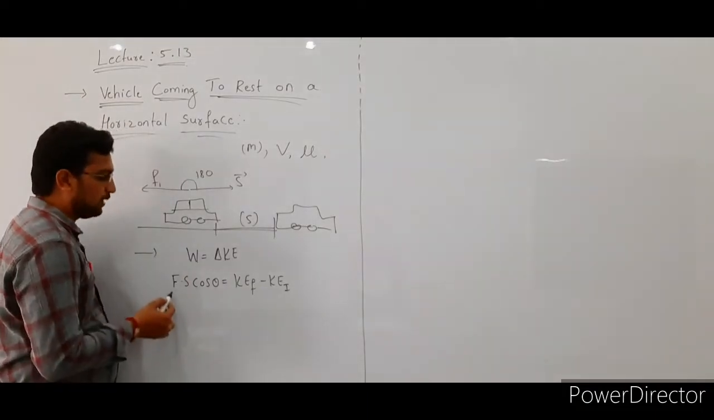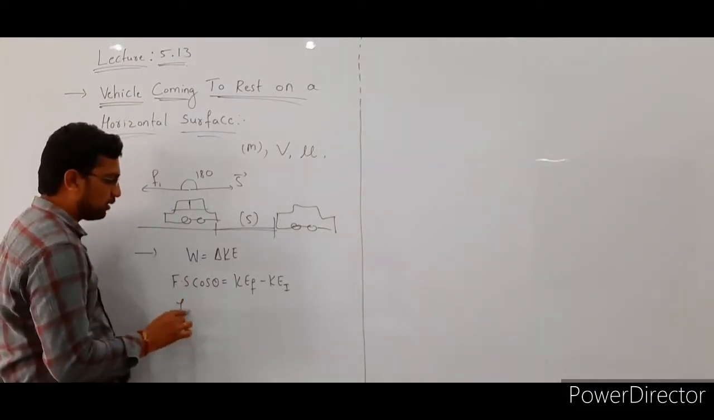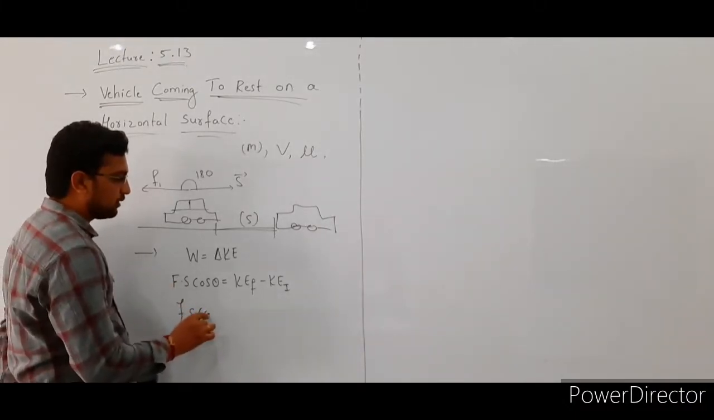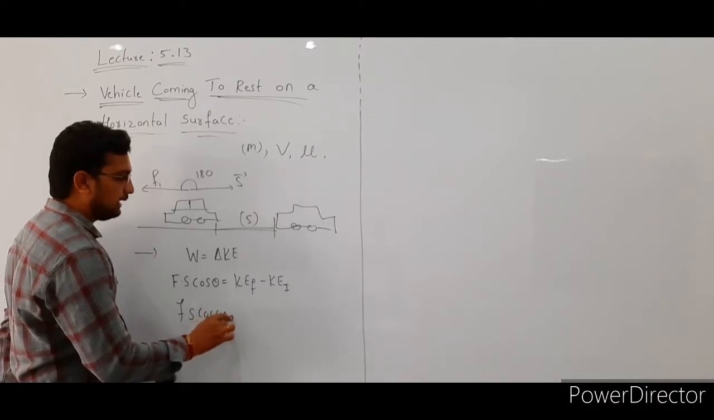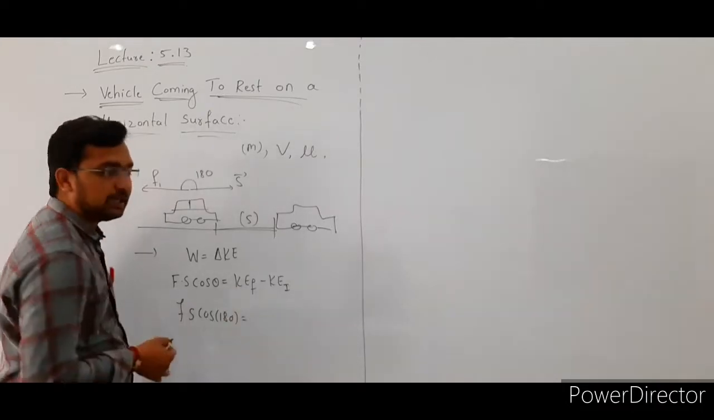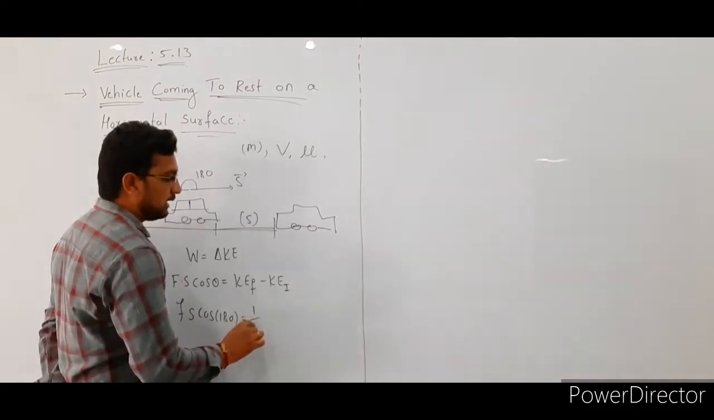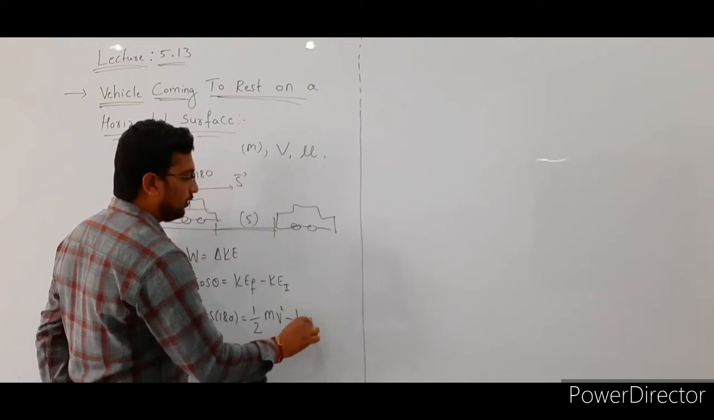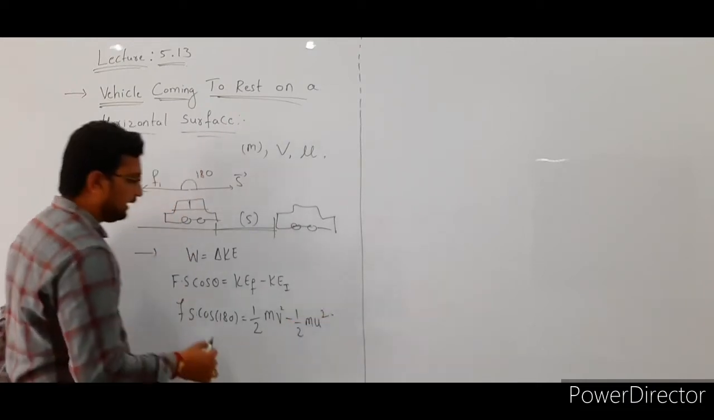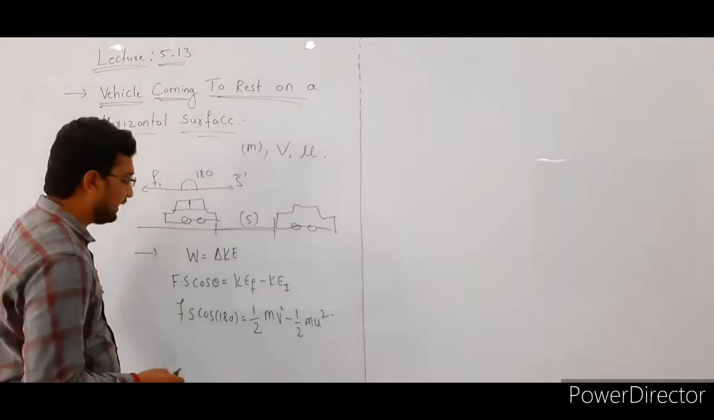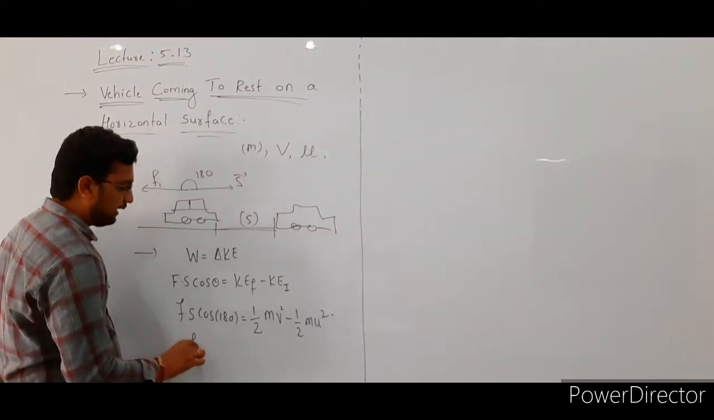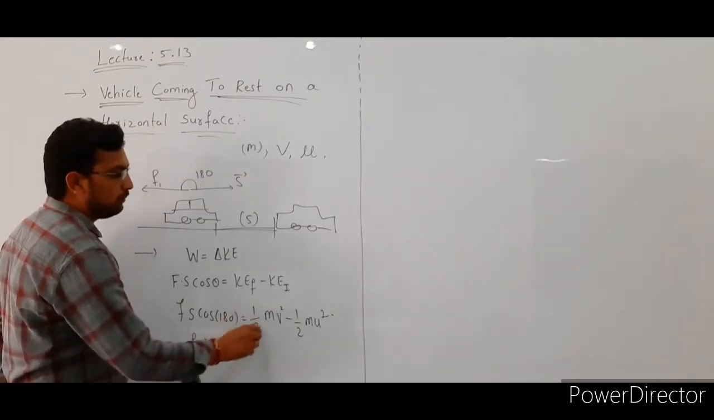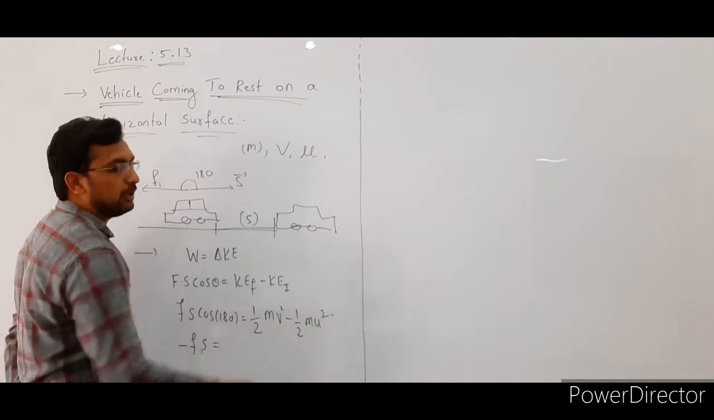Substituting, the force is the friction force, denoted by small f, into displacement S, into cos theta, where theta is 180 degrees, equal to final kinetic energy minus initial kinetic energy, that is 1 by 2 m v square minus 1 by 2 m u square. Cos 180 is minus 1, so it becomes minus f into s equal to 1 by 2 m v square minus 1 by 2 m u square.